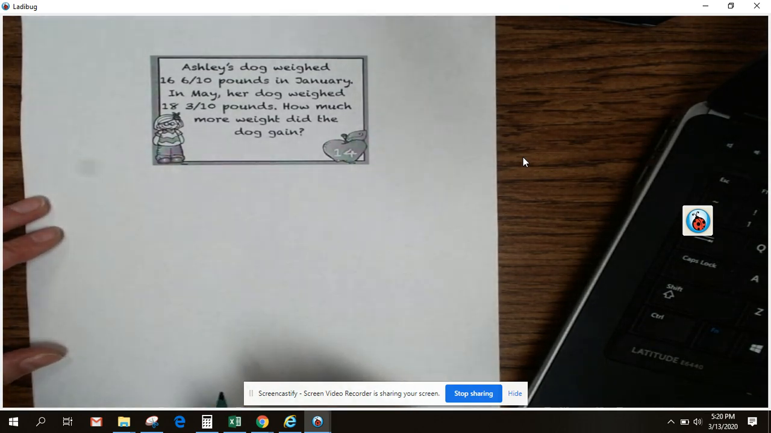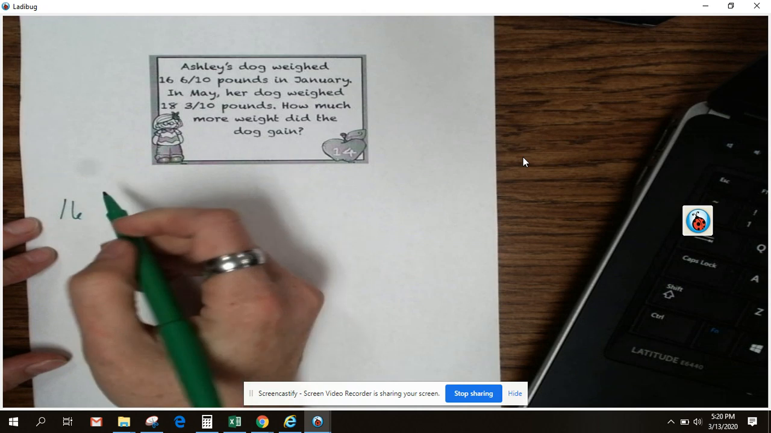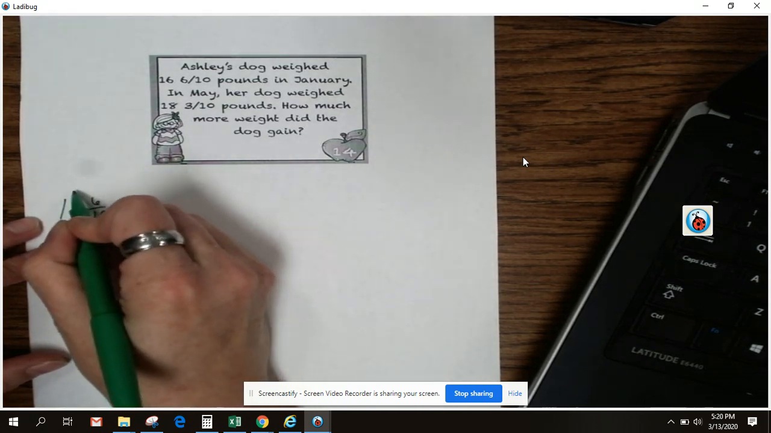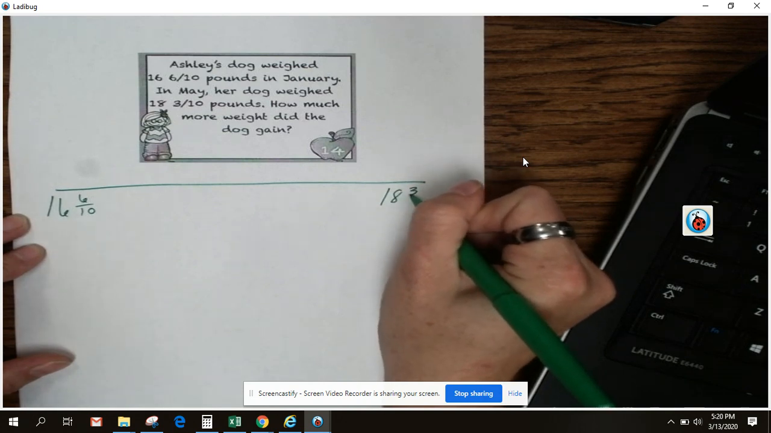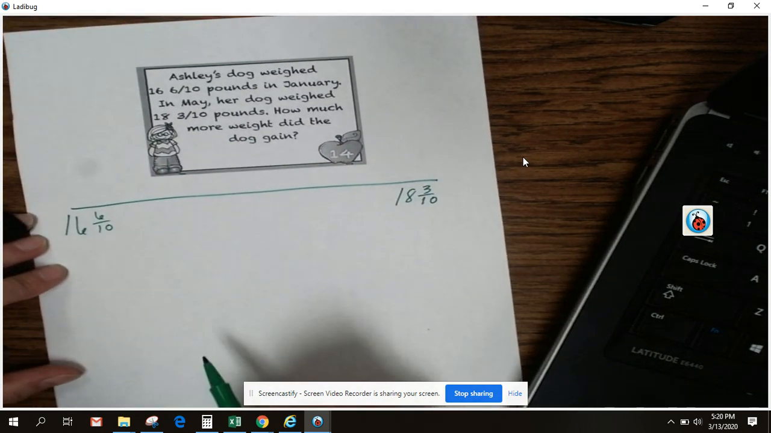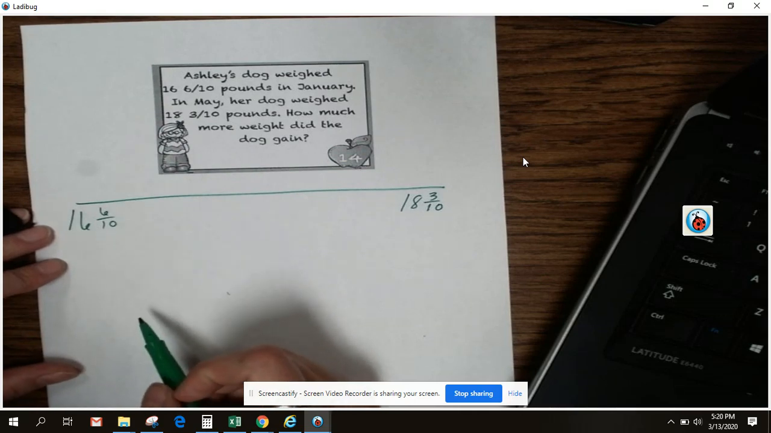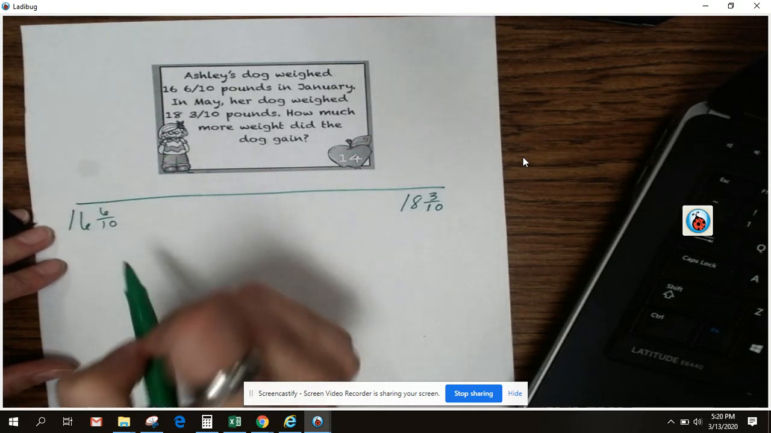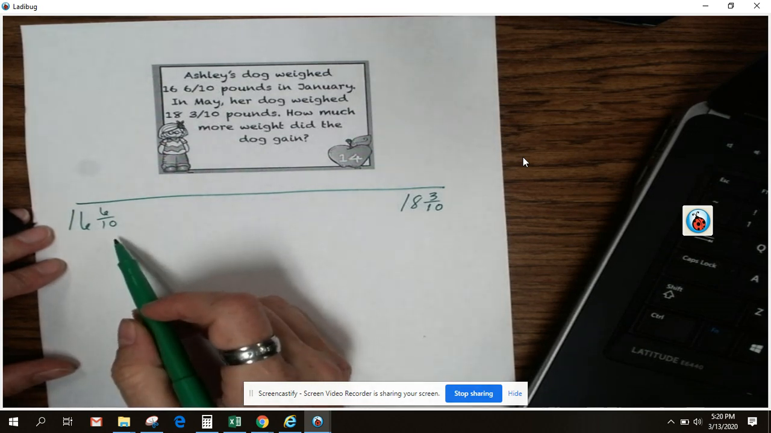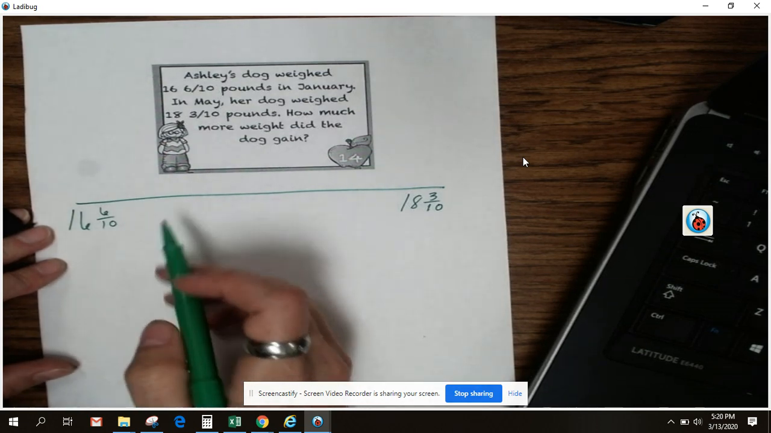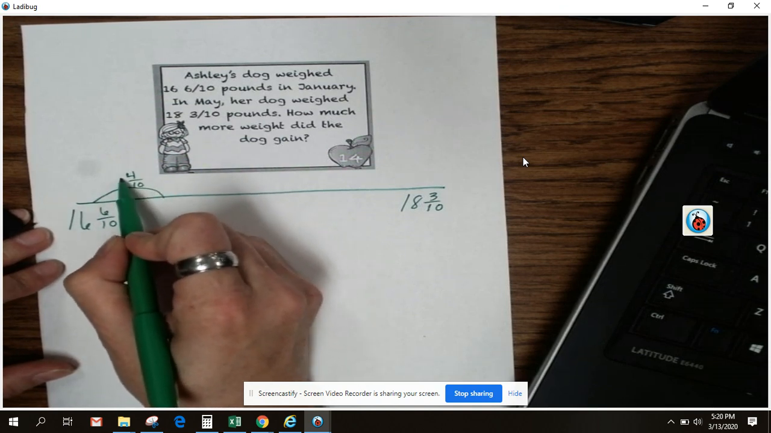So we could start with adding on 16 6/10 pounds all the way to 18 3/10 pounds. By adding on, we want to find our friendly number. So 16 to get to another friendly number would be 17. We can figure out how many tenths we needed to add to 6/10 to get a whole, which we know 10 tenths is in a whole. So if we have 6/10, we need 4 more tenths. So we're going to add 4 tenths.